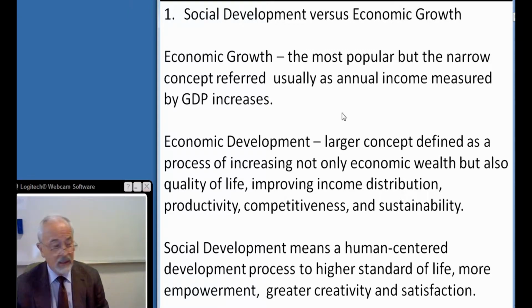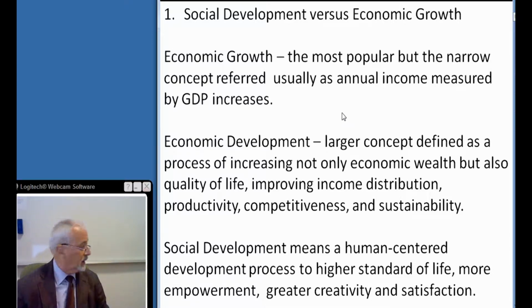So, economic development. It's very interesting that at a certain point, President Eisenhower made a big issue of economic development in the late 40s, when he moved beyond the issue of economic growth and presented a larger picture, a larger concept defined as a process of securing not only economic wealth, but also quality of life, improving income distribution, improving environmental quality, improving productivity and competitiveness. And then since the late 80s, after the famous Brundtland Report, Our Common Future, 1986, we are talking about sustainable development.